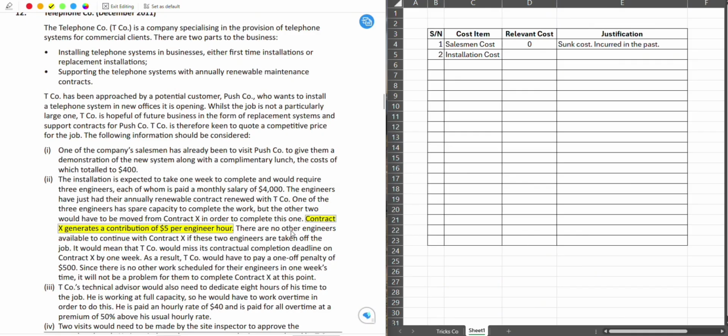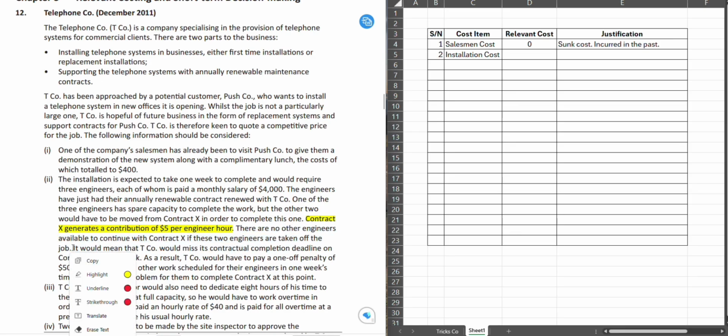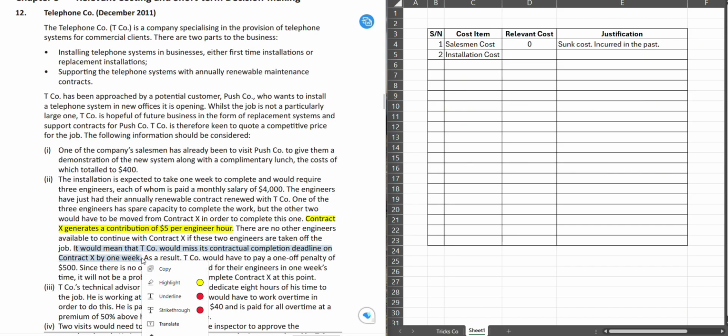There are no other engineers available to continue with contract X if these two engineers are taking off the job. It will mean that TICO will miss its contractual completion deadline on contract X by 1 week. Okay, so interesting. Look at this. Initially, opportunity cost was coming to my mind, that we're losing that. But look at the twist in this question. They said only the deadline will be shifted by 1 week.